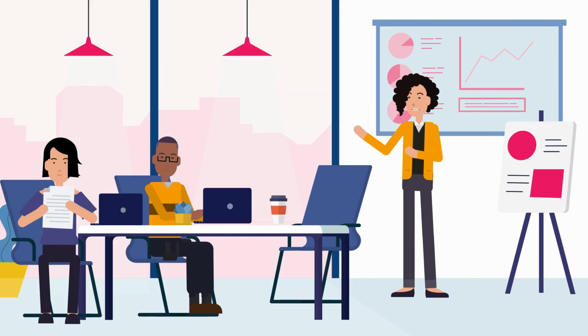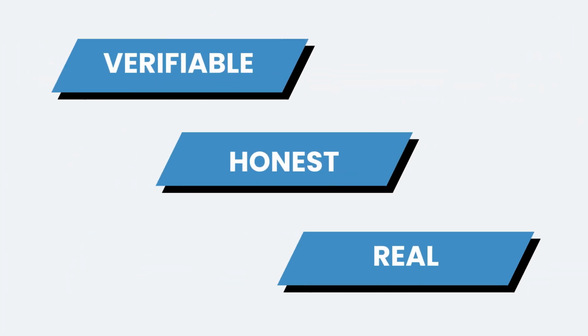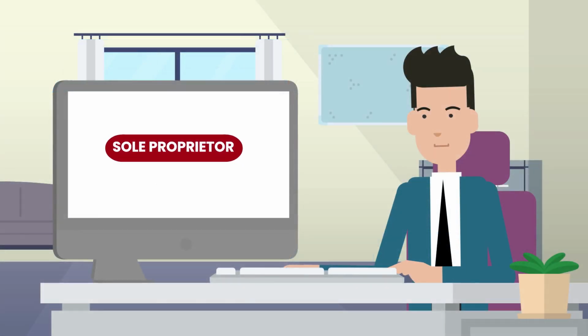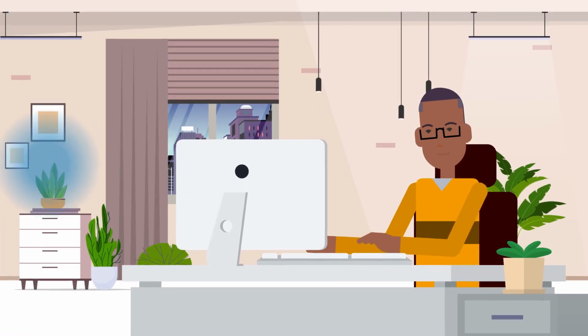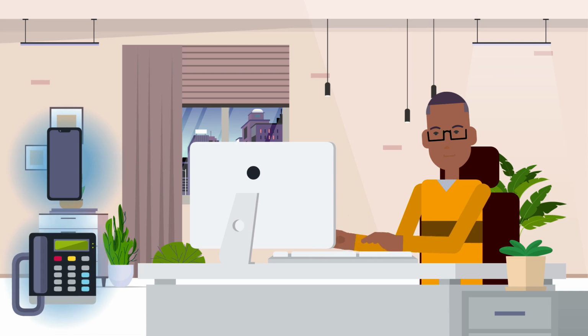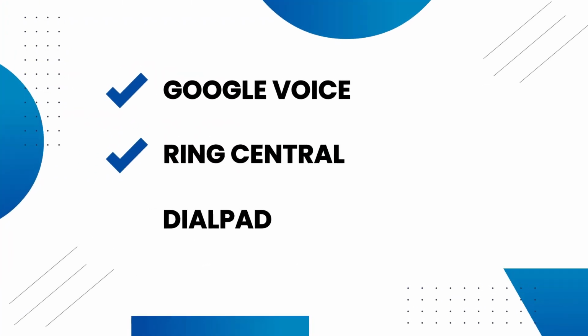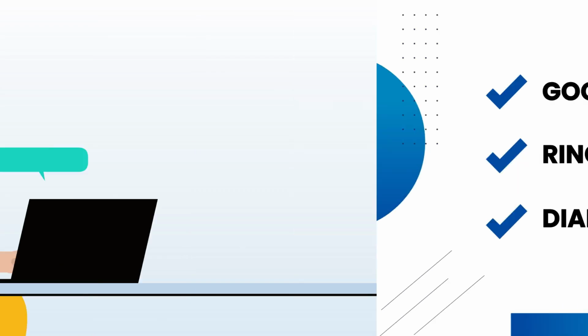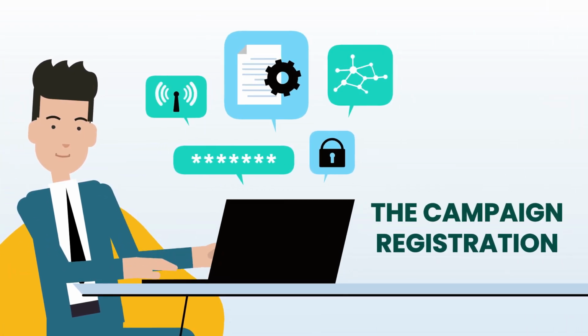Brand registration means that you are claiming you are a real person or a real business and that you are verifiable, honest, and real. For this purpose, most independent agents will register as sole proprietor. You must enter a real person-bound cell phone number or home phone number tied to a network or phone provider to be verified. It cannot be a VoIP system phone number like Google Voice, RingCentral, or Dialpad. Once your brand registration is completed, move on to the campaign registration.